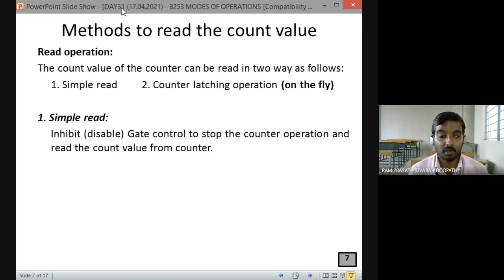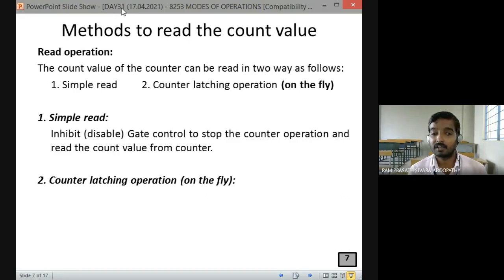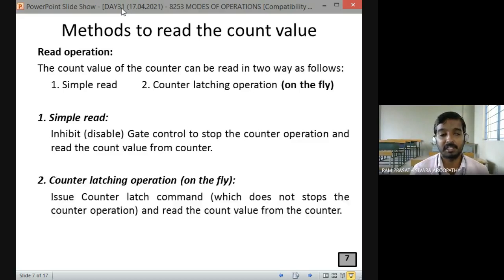Coming to on the fly read, here we are not going to disable the gate. The counter is going to run. We are going to issue the counter latch command, then we have to read. Issue the counter latch command and read the count value from the counter. This particular read operation we call the on the fly read operation. Is it clear to everyone?